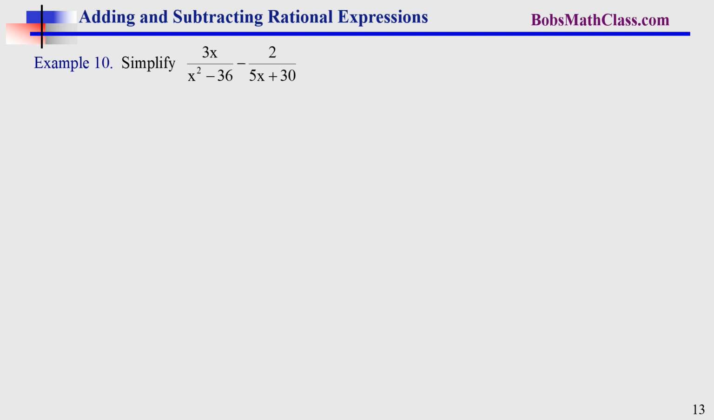More complicated, right? This time both denominators can be factored. So that's our first step: factor our denominators. How about the first fraction? x squared minus 36. Right, difference of two squares, x plus 6, x minus 6. Second denominator, 5x plus 30. We could factor out the GCF, which is 5.